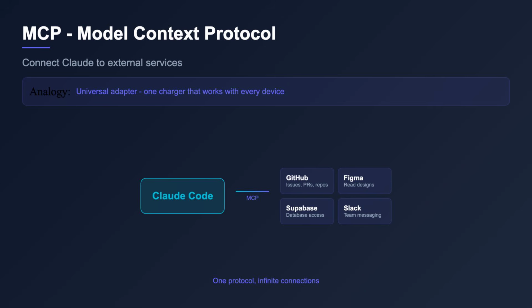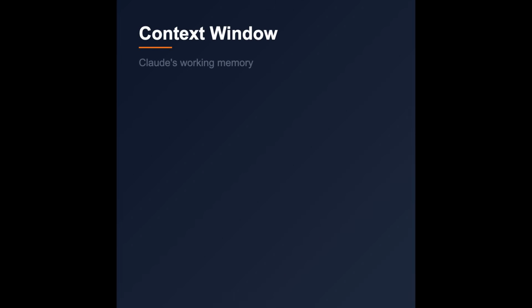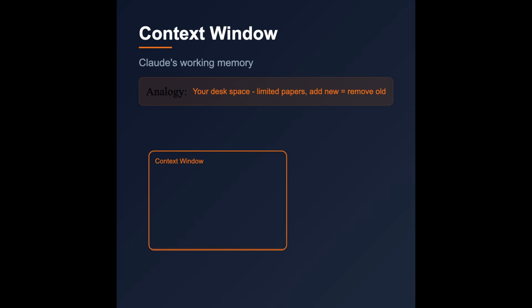You set up MCP servers, which are like plugins. Each server gives Claude specific capabilities. A GitHub MCP server lets Claude create issues and pull requests. A Figma MCP server lets it read designs. A database MCP server lets it query your data. The beauty is standardization. One protocol, infinite connections. MCP turns Claude Code from a coding assistant into an integrated development companion.